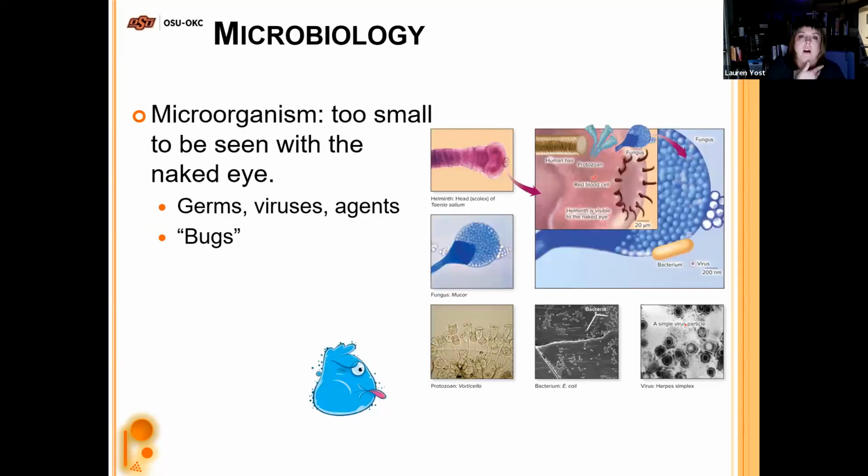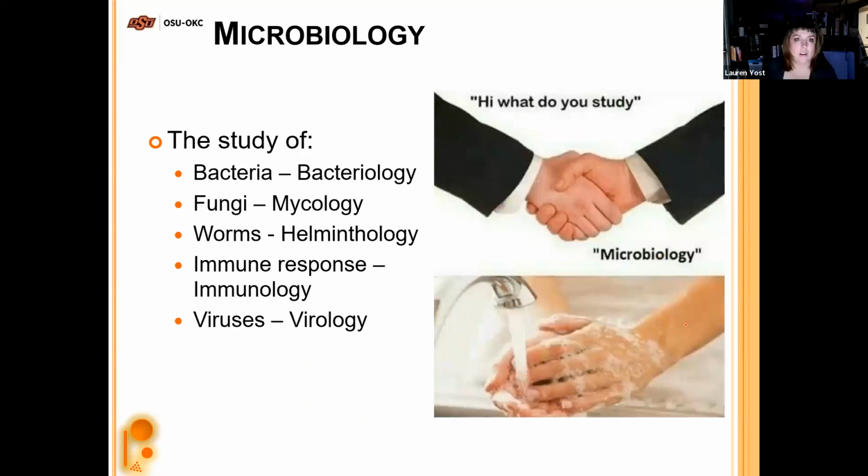So microbiology: organisms that are too small to be seen with the naked eye and have to be magnified sometimes. Usually we might define it as organisms that have to be viewed through a microscope. We also refer to them as germs, viruses, agents, bugs, sometimes not using the terms totally accurately, but I'm a firm believer that for the most part in the English language, if I know what you're talking about, then you're speaking correctly. All right, microbiology is the study of bacteria, fungi, worms.